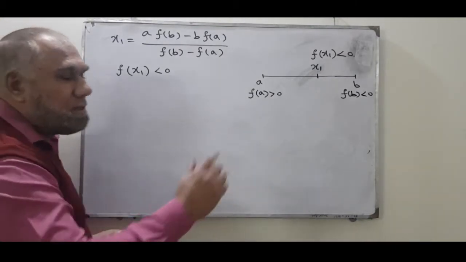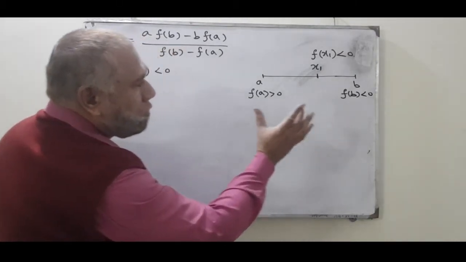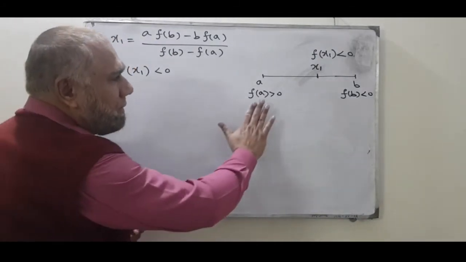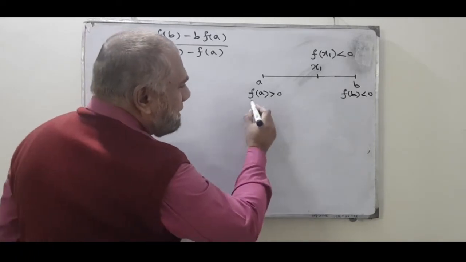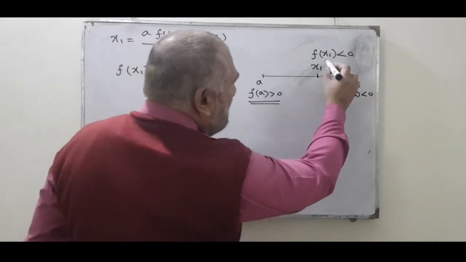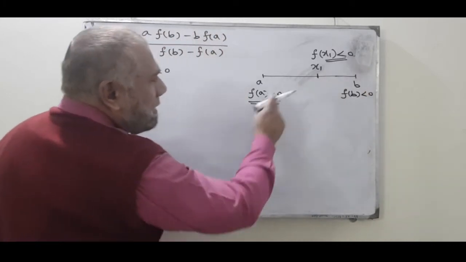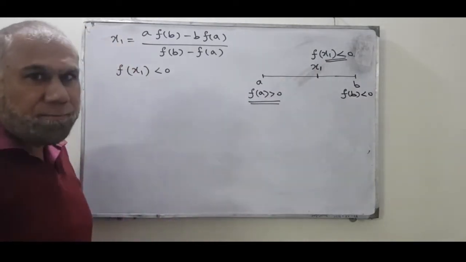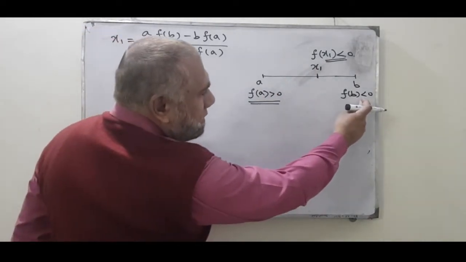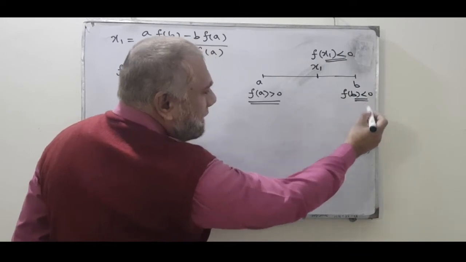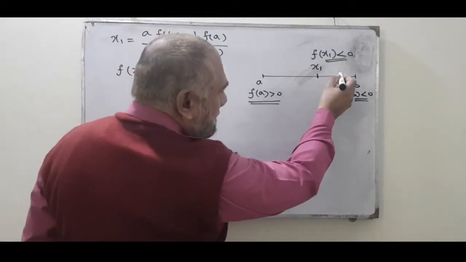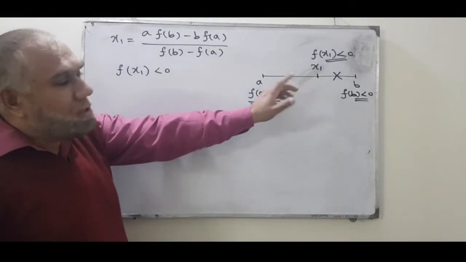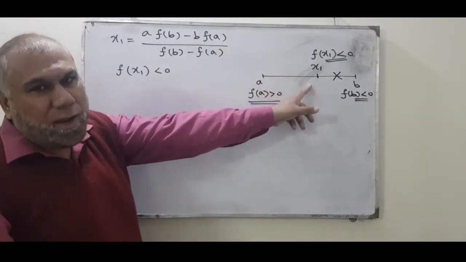It depends upon the same principle: we have to select those two endpoints where the function has opposite signs. So whenever we make the comparison, here the function has a positive sign and here it has a negative sign. This means that this is the most suitable interval where the function has opposite signs. If you look at the other part of the interval, both have the same sign. So this indicates that this section of the domain is going to be discarded. So the new domain will now be from a to x1.